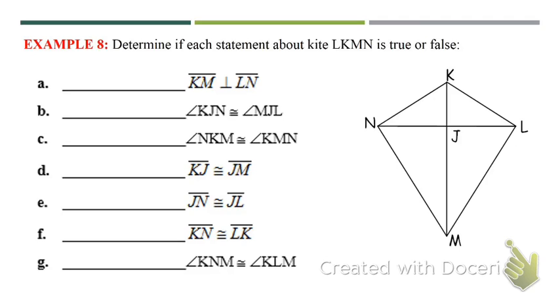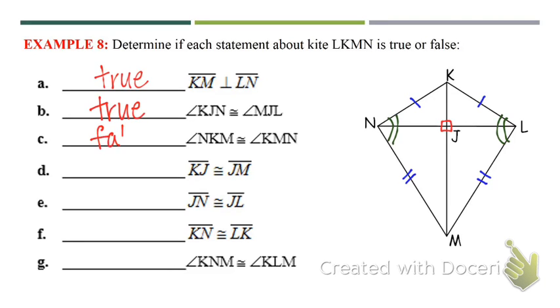All right, determine if each statement about the kite LKMN is true or false. So this is a kite. Since it's a kite, is KM perpendicular to LN? And the answer is yes, it is true.